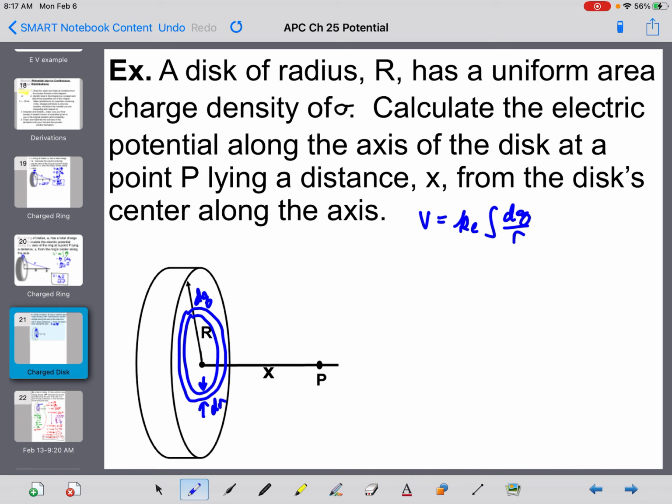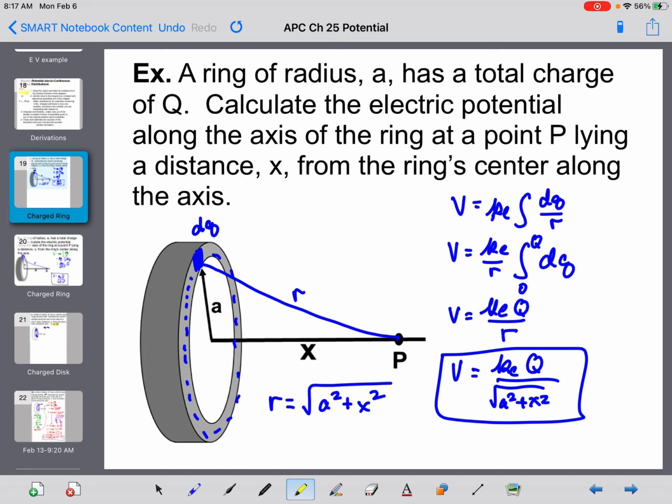Now, because we're choosing our dq chunk to be a ring, that means we need to alter our starting point here. Just a minute ago, we derived this equation, k_e Q over the square root of a squared plus x squared. Okay, I'm going to bring that over.